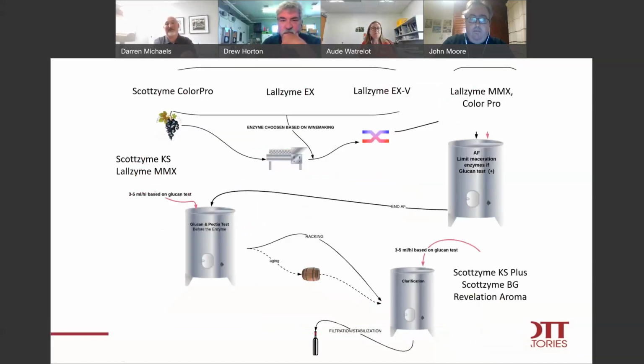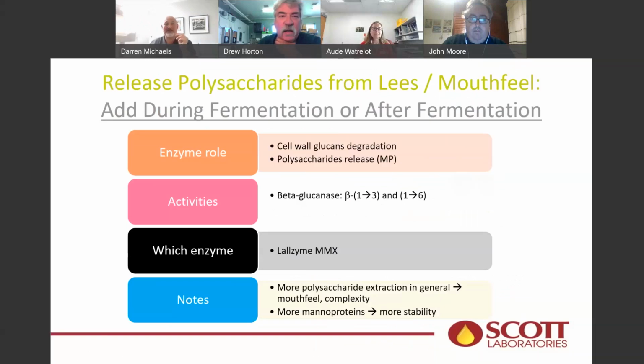So here's a flow chart to give you an idea. There's Color Pro, Enzyme EX, after crushing, and then this flows through some of the things you could do with enzymes. Sorry if I'm going a little fast here.